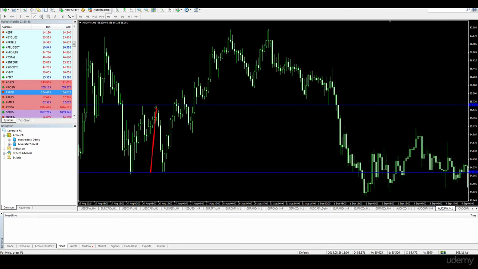and if you measure the growth after the break of the neckline, we see that the price has reached the level of the first target, which means that in almost 1 or 2 days of price movement, we have two winning patterns on a single currency pair.